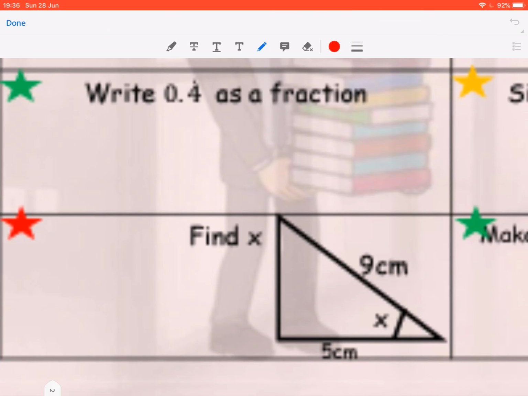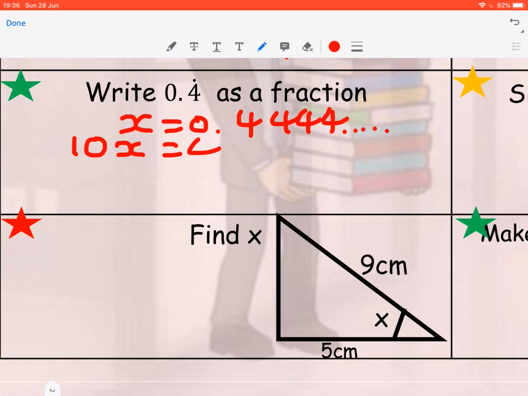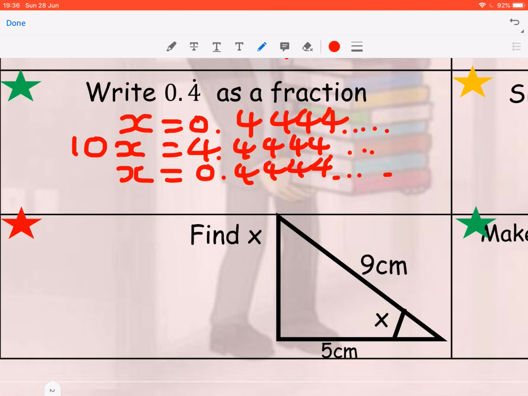Right, 0.4 recurring as a fraction. I know my formula is x equals 0.444444 going on forever. I need to get that first recurring digit over the decimal point. To do that, I'm going to times by 10. So I end up with 10x on the left, 4.4444 on the right. I'm going to take my first line and write it underneath: x equals 0.4444. Those who have done this question before will see what I'm trying to do. I'm trying to line up the 4s after the decimal point.